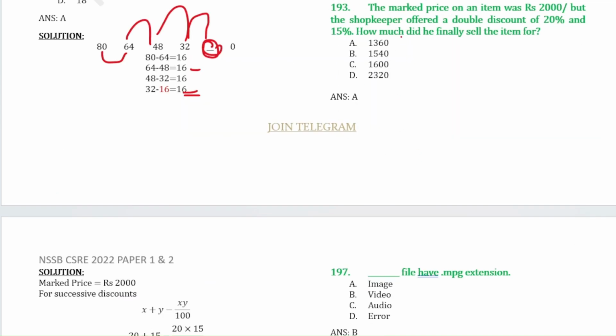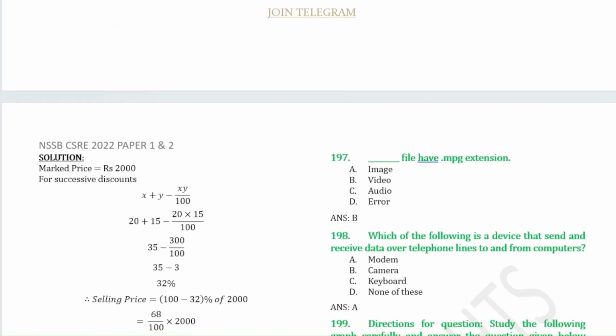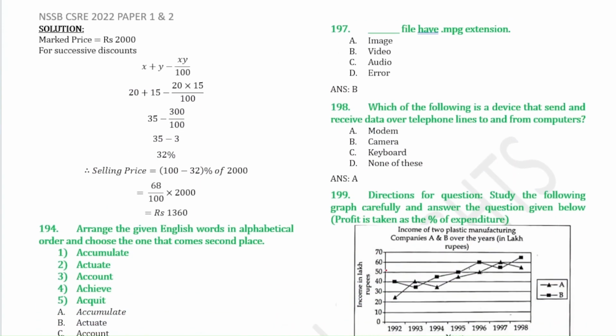Next question, the marked price on an item is given as 2000, but the shopkeeper offered a double discount of 20% and 15%. So how much did you finally sell the item for? So again, successive discounts, right? So the successive discounts formula is x plus y minus xy by 100. So first find the successive discount. After finding the successive discount, 32%, we have to find the selling price here.